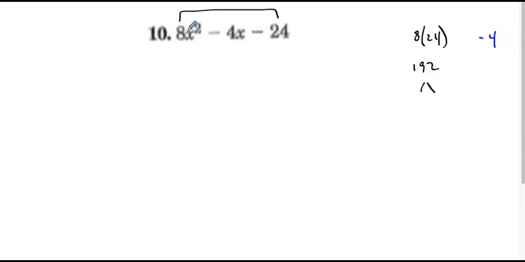But I'm going to try the other way. So I have factors of 8 and factors of 24. I'm going to play with 4 times 2 for no other reason; 4 times 2 is the first thing that comes to mind. And for 24, I think about 6 times 4.